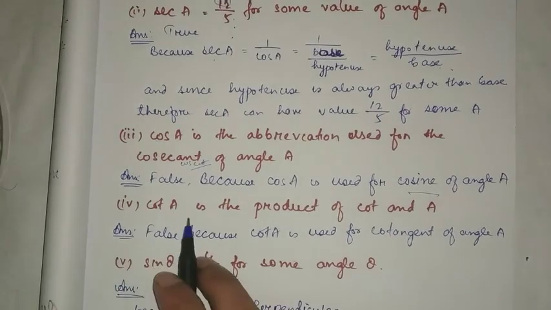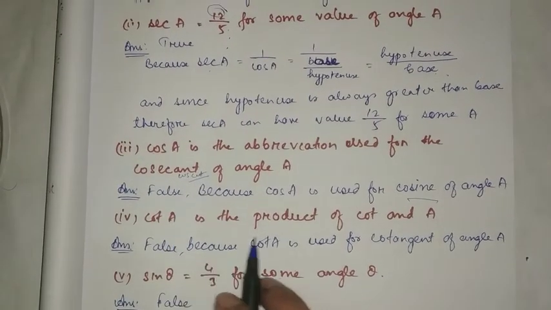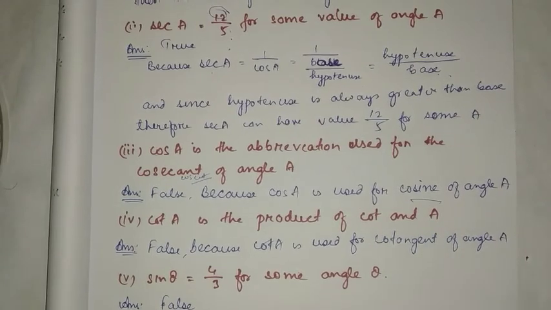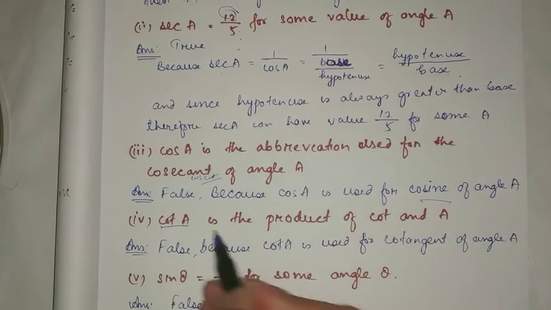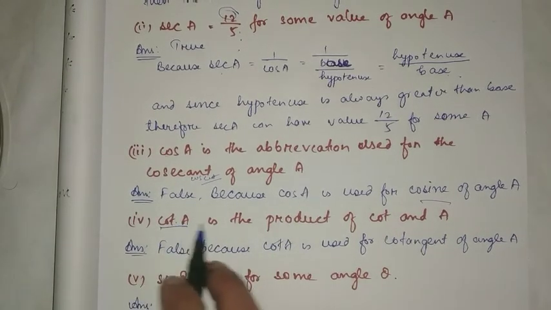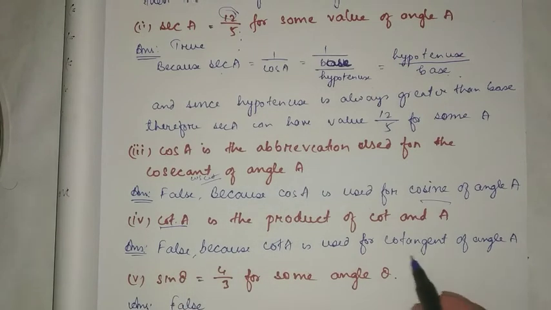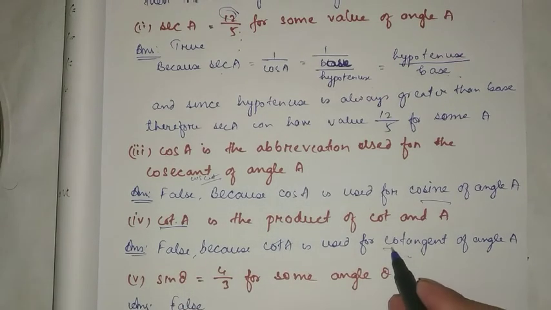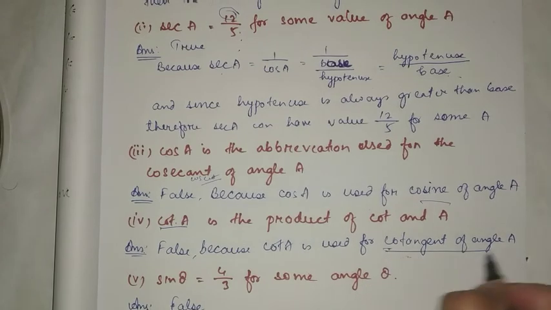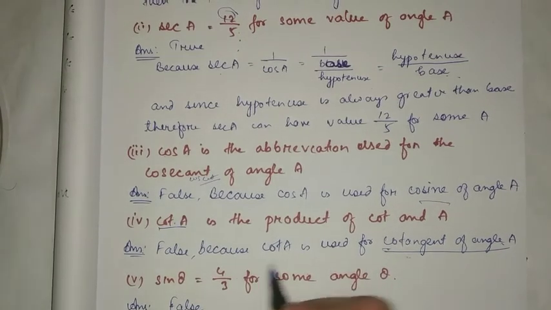Now the next problem is: cot of A is a product of cot and A. So this is a main misconception of the students. They simply think that cot of A means the product of cot and A. This is not the case. Cot of A is a trigonometric ratio, and it is the abbreviation for the word cotangent of angle A.